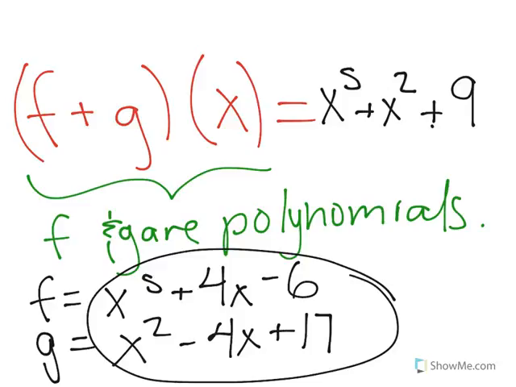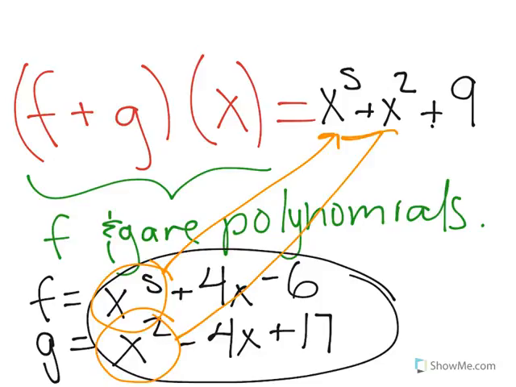and combining like terms. So we have no x to the fifth in the g, so we just have x to the fifth. Then we have no x squared in f, so we just have x squared right there. But then 4x and negative 4x cancel out, so that's why we don't have a term with degree of 1 in the resulting polynomial. And then if we add negative 6 and 17, we get positive 9. So that's how we combine, in this case, two polynomials, if we get f plus g.